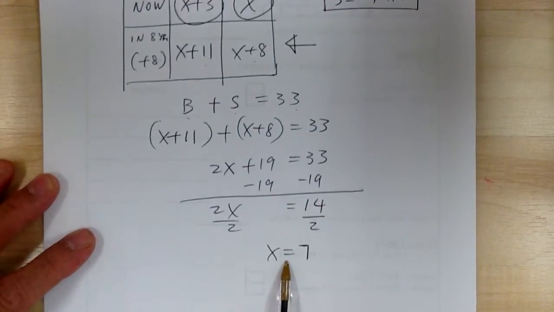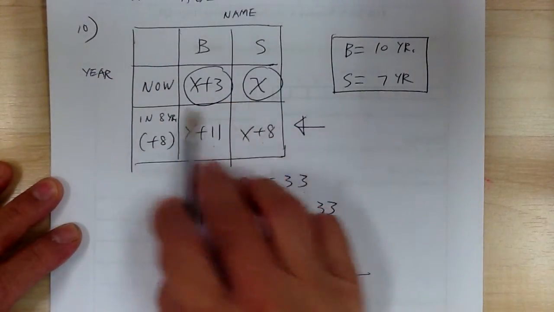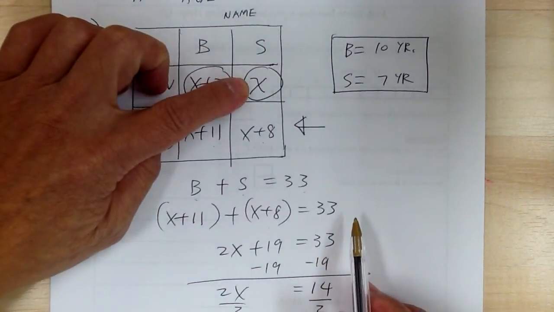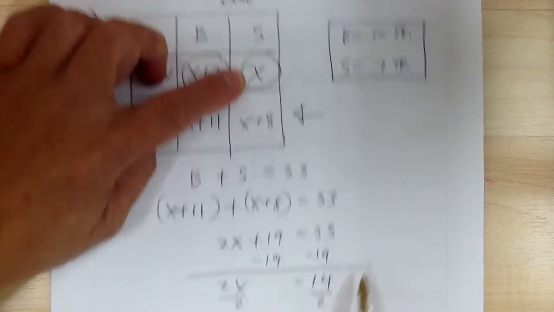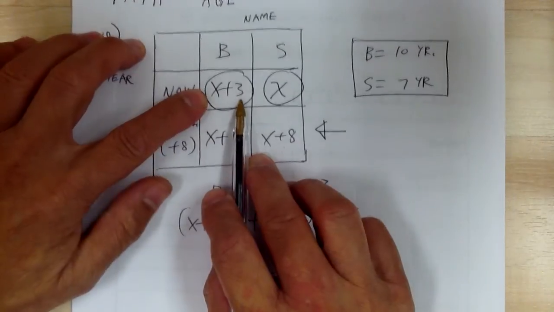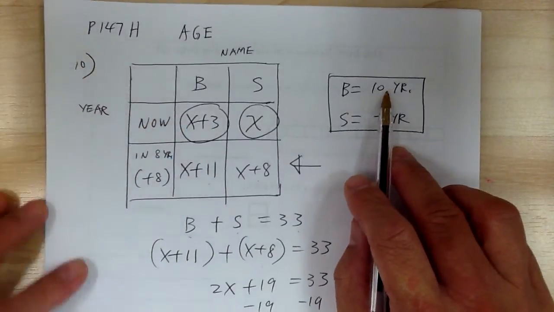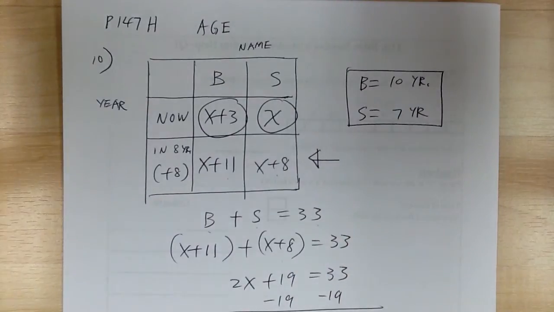So once you find x, you have to go back to answer the question. It asks for the age now. So Susie now is x. So that's how I get the 7. Okay? And Bill is x plus 3. So that's how I get x plus 3, right? So 7 plus 3, that's how I get 10. Okay? So let's go over one more example.